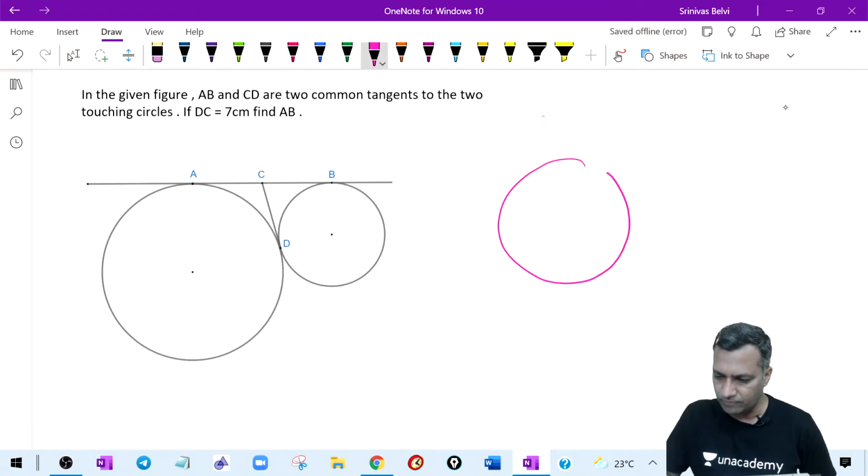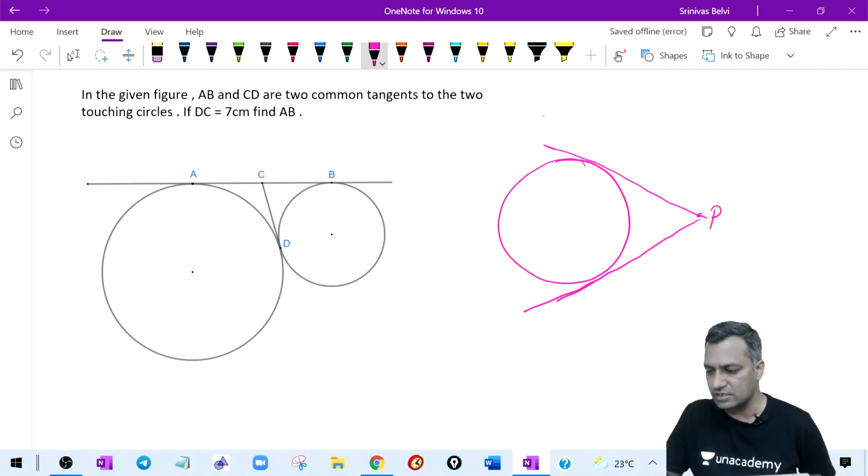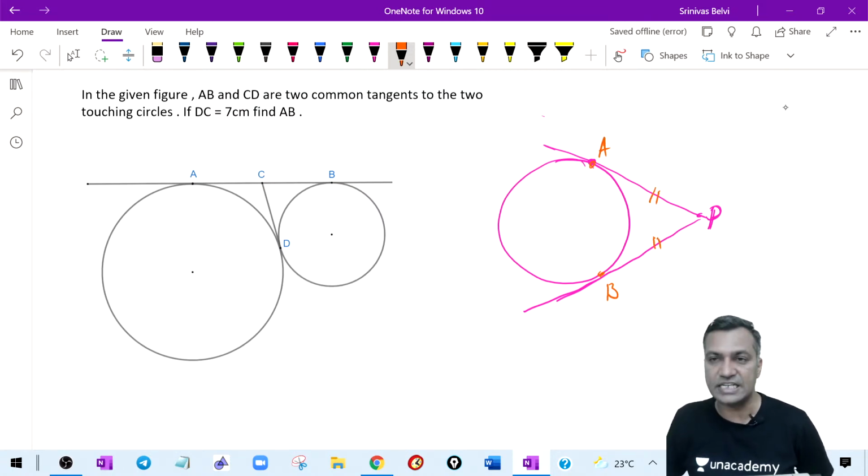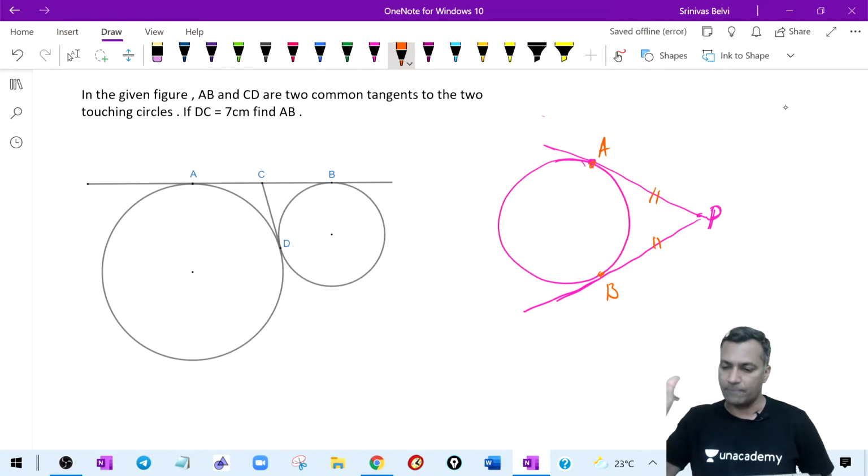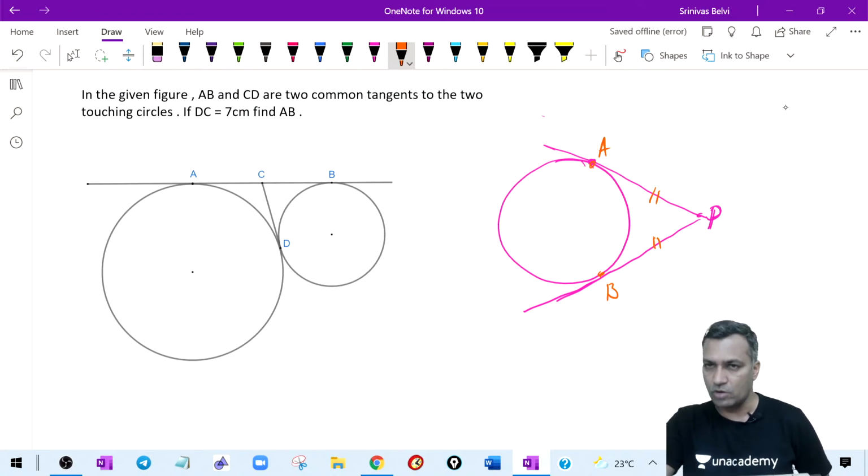Also, the third point here: from an external point, exactly two tangents can be drawn to the circle. Say P is an external point. You are drawing two tangents. That's PA is a tangent, say PB is a tangent, and they measure equal. Direct common tangent, transverse common tangent. From an external point, two tangents can be drawn and they are going to measure equal.